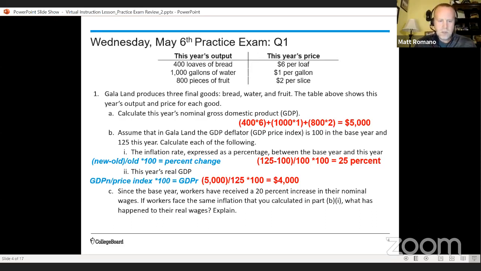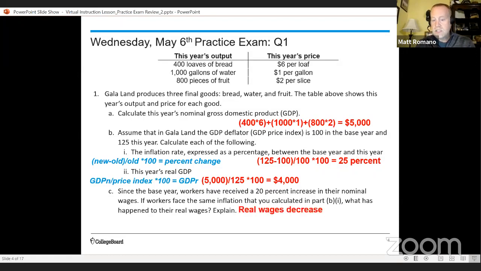Part C. Since the base year, workers have received a 20% increase in their nominal wages. If workers face the same inflation that you calculated in part B1, what has happened to their real wages? Explain. All right, so their nominal wages, that's what they're being paid, obviously current dollar value. So they got a 20% bump in their nominal wages. They're being paid 20% more than they were the year before. However, we just calculated that prices of goods have gone up 25%. We've got to put those things together to get our answer.